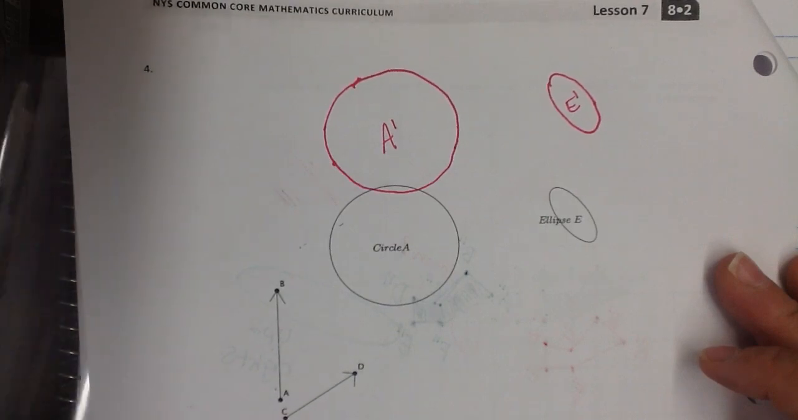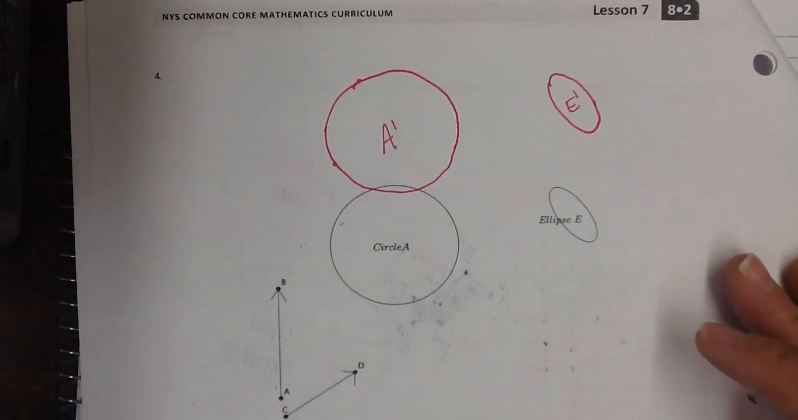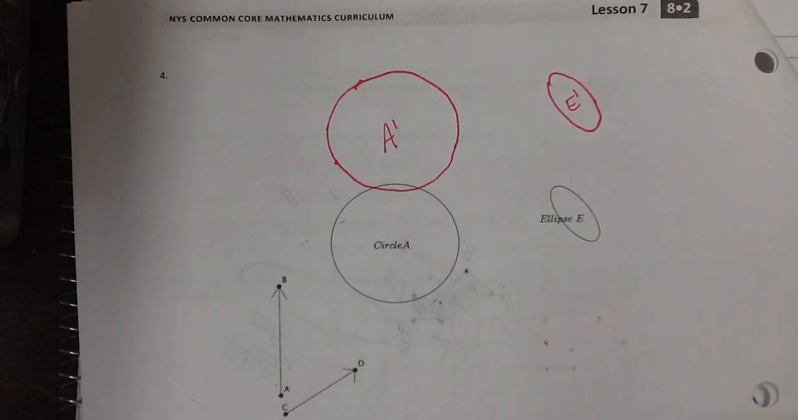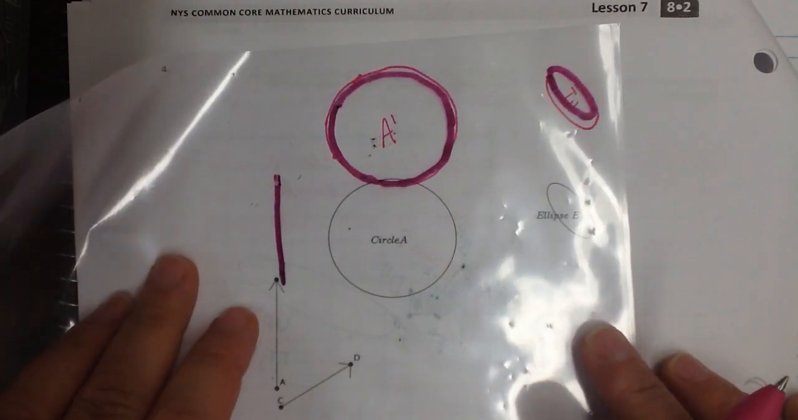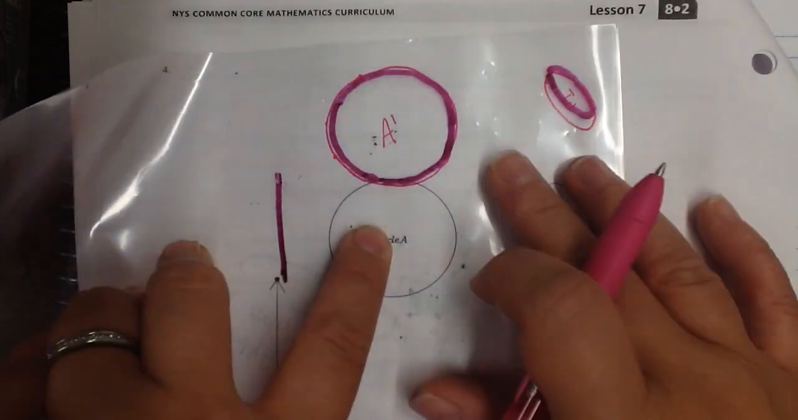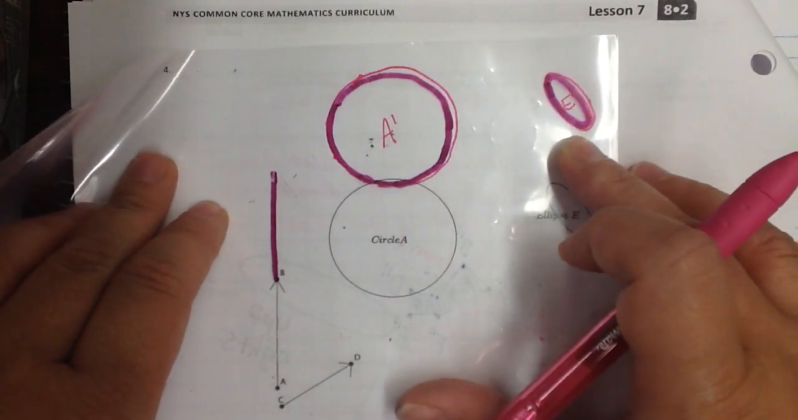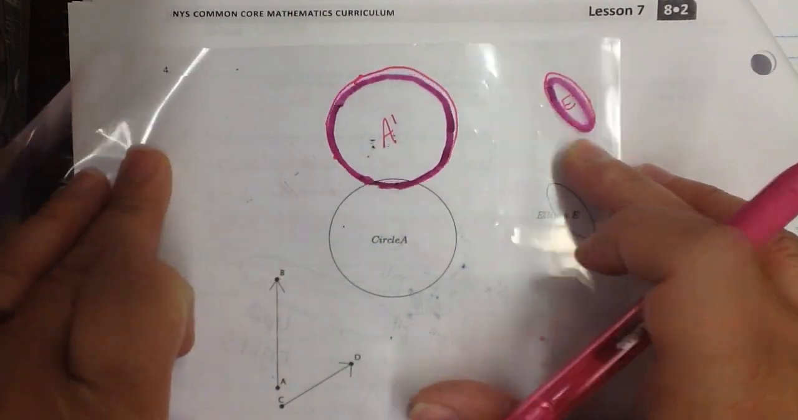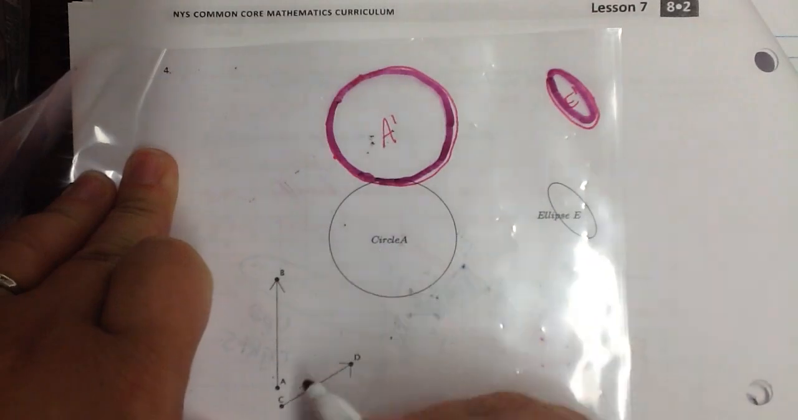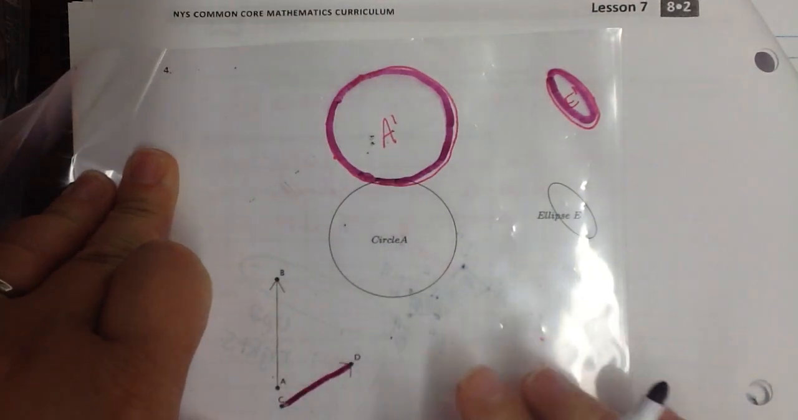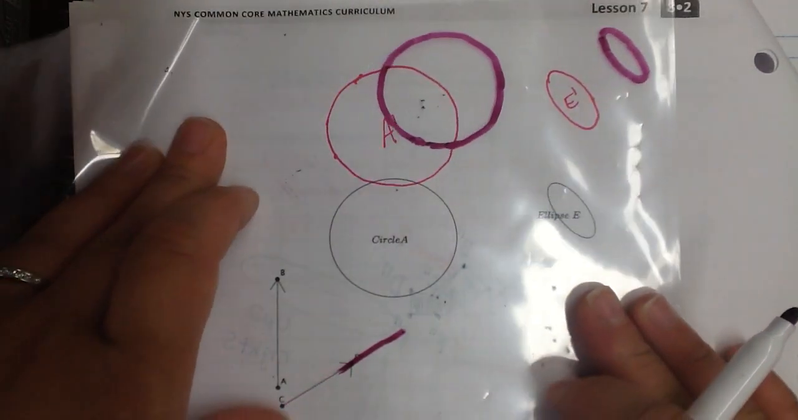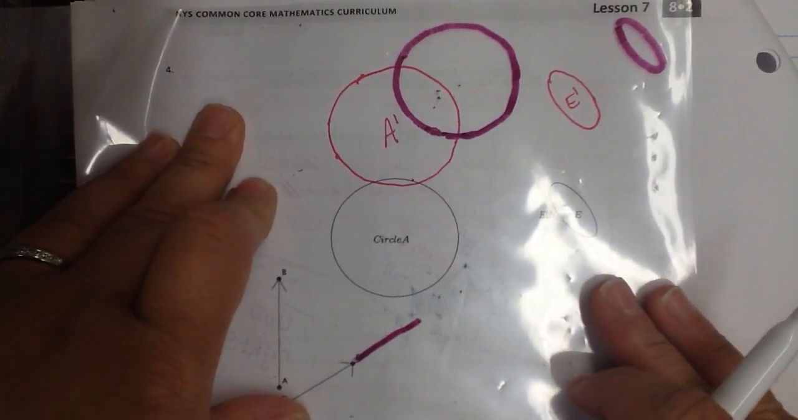Then B says translate circle A prime and ellipse E prime along vector CD. Well, I already have them drawn right here. Okay, I'm just going to erase this and now draw in this vector. So now they're all going to move from here this direction.